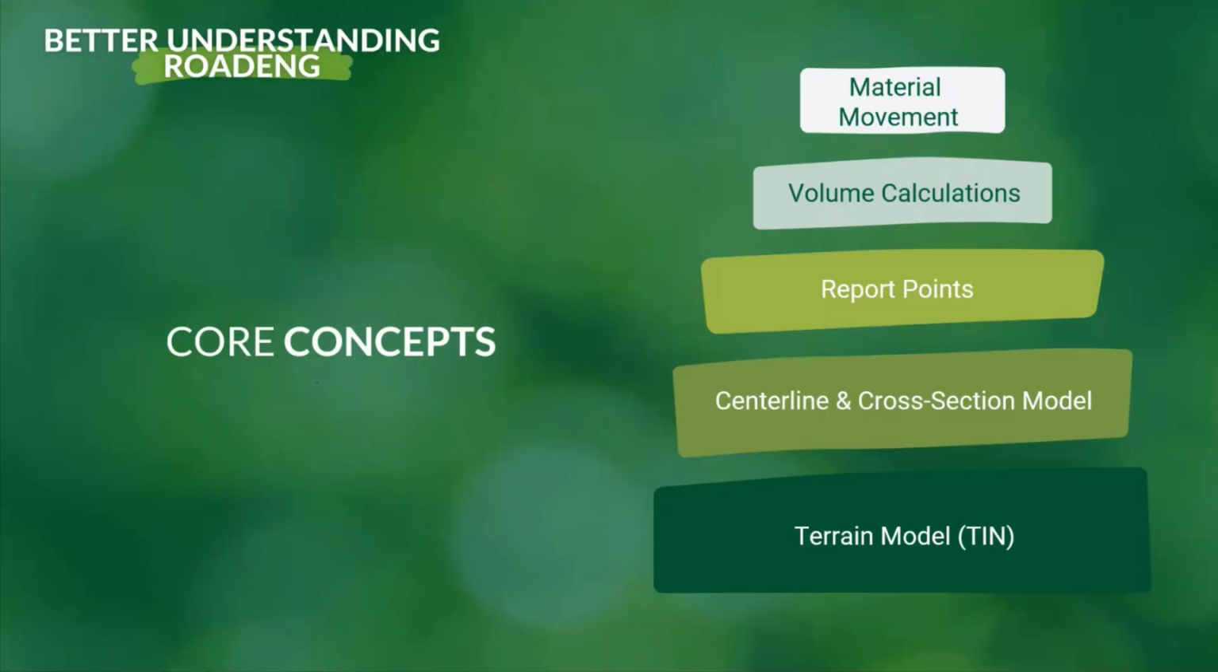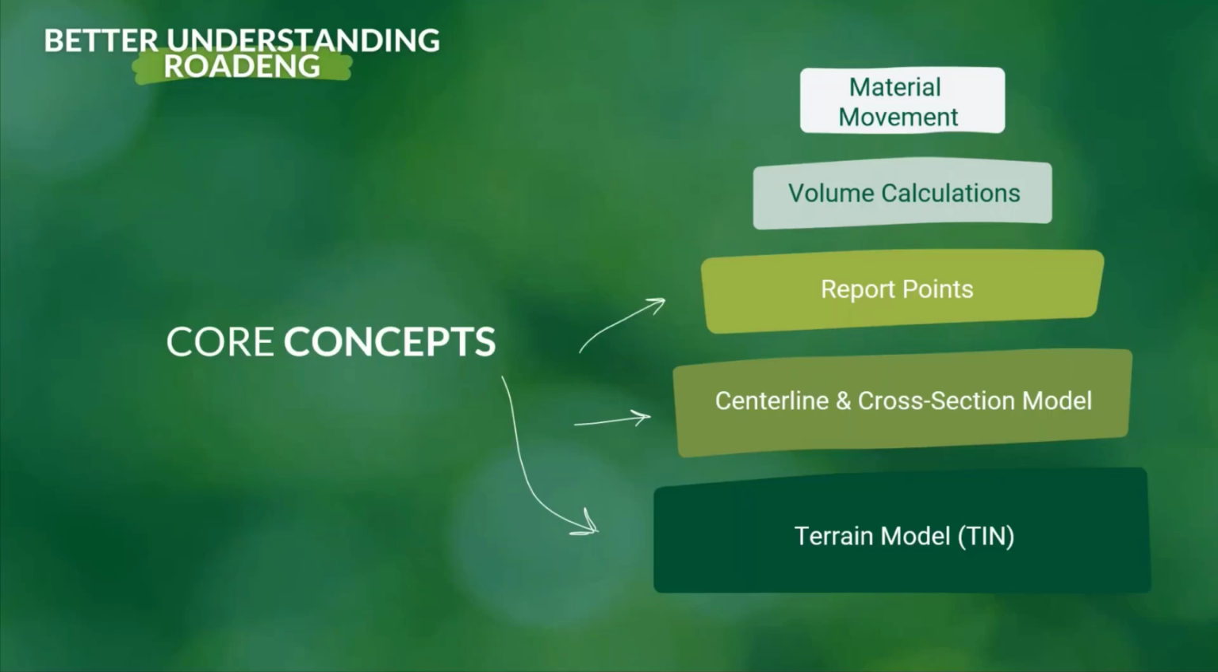So today, core concepts, there are essentially 4 or 5 key building blocks and areas that we're going to focus on. Really starting with the terrain model requirements, understanding how your tin surface is built, what affects its resolution, and how that is going to impact your design. From there, we'll talk about the centerline and cross-section based model. We're going to learn how RoadEng's dynamic templates adapt to the terrain, to different material conditions, and the role of the centerline in that model.